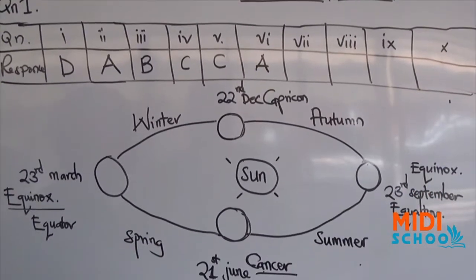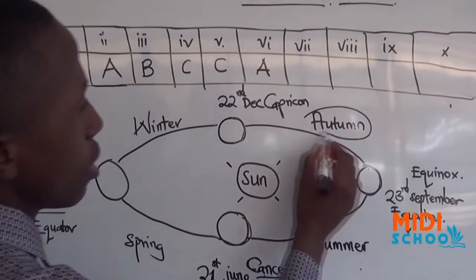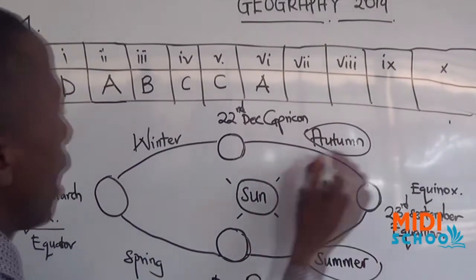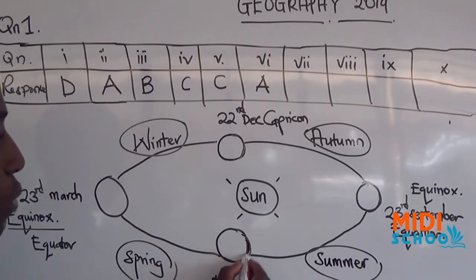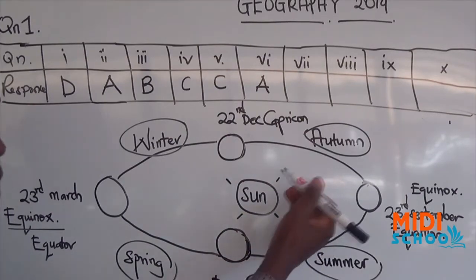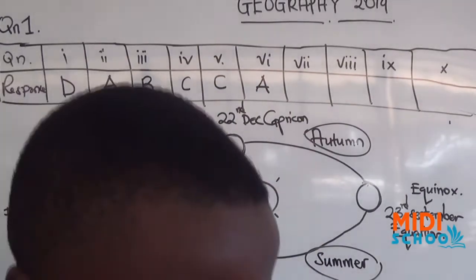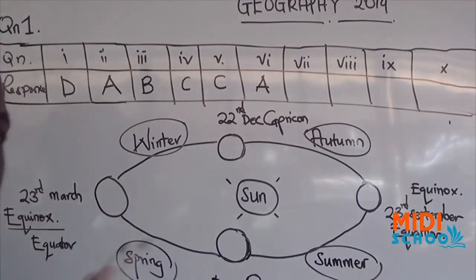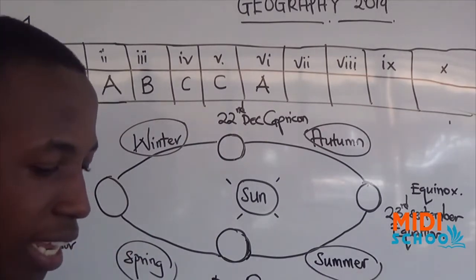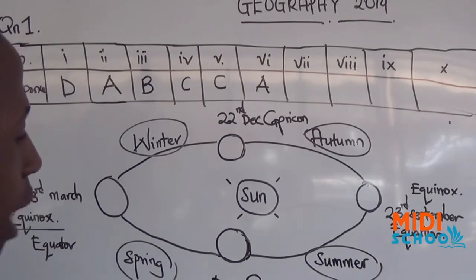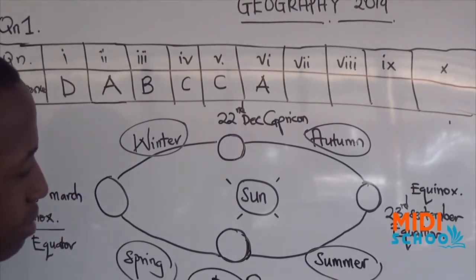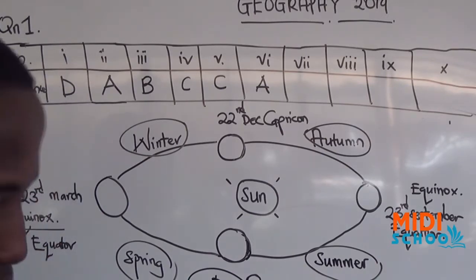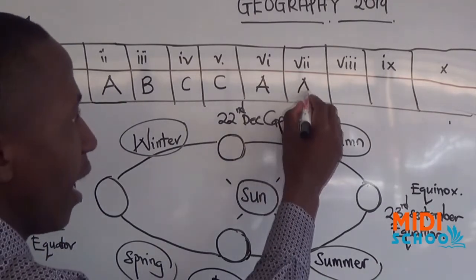So you can witness how these four seasons, summer, autumn, winter, and spring, occur per year due to the movement of the earth around the sun. Our question has asked us, when does summer solstice in the southern hemisphere occur? As we have witnessed, the summer solstice occurs on 21st of June. So our answer here will be A.